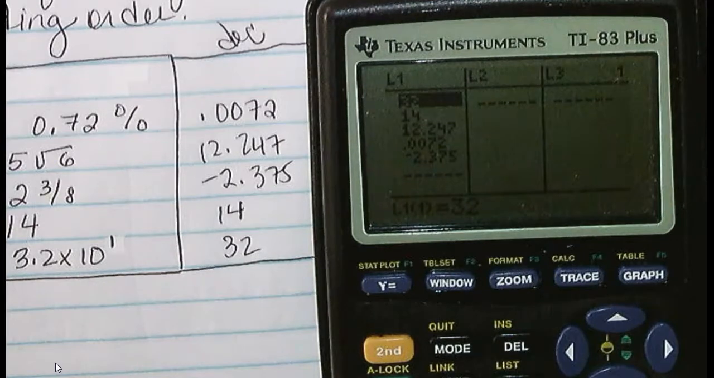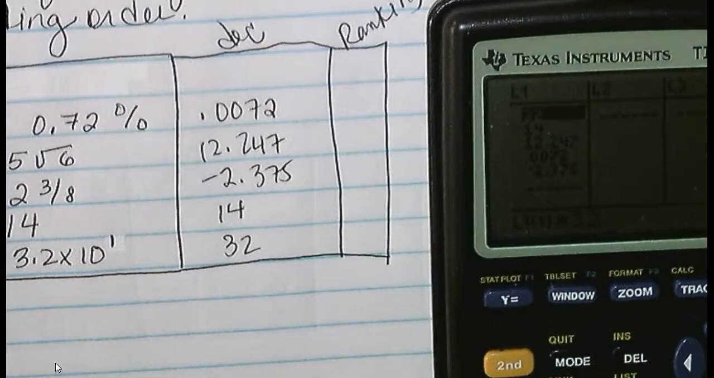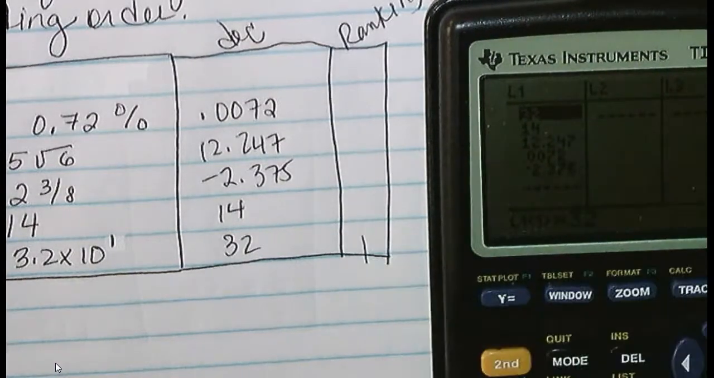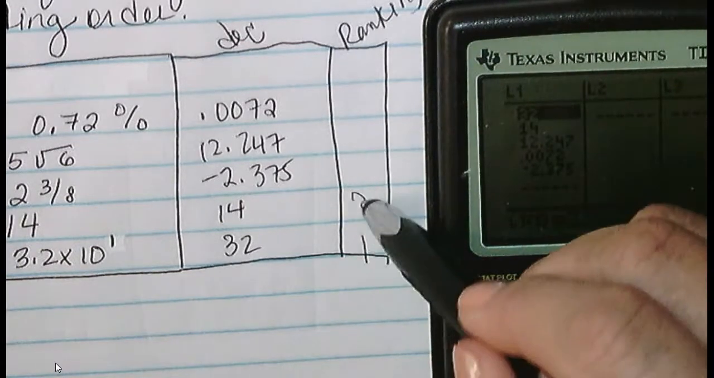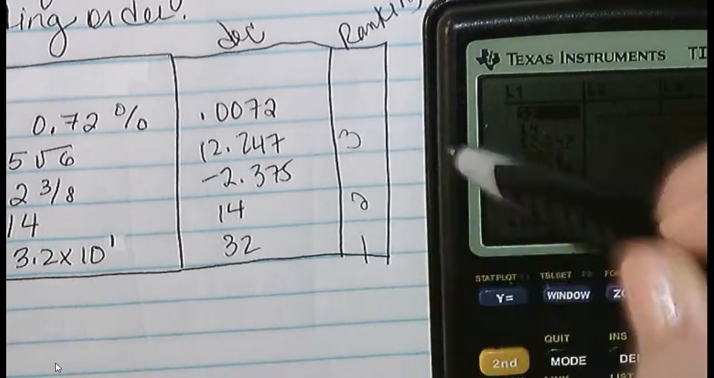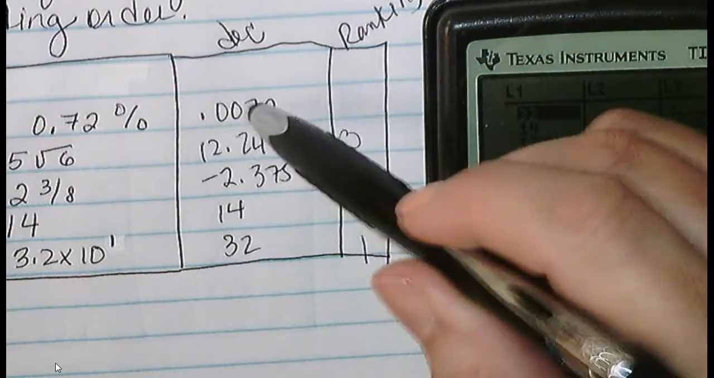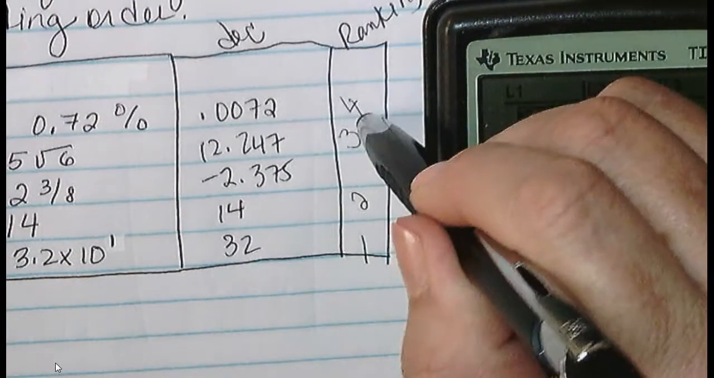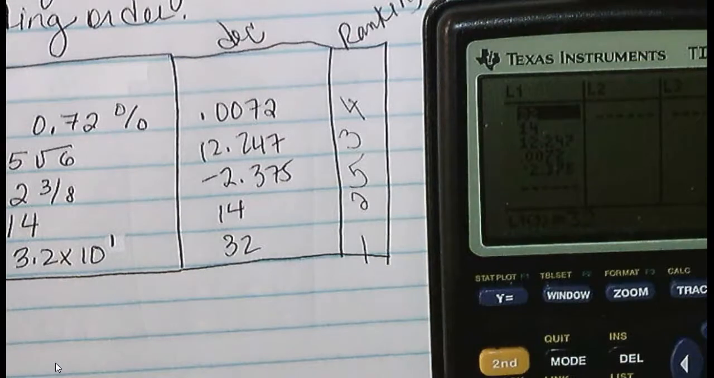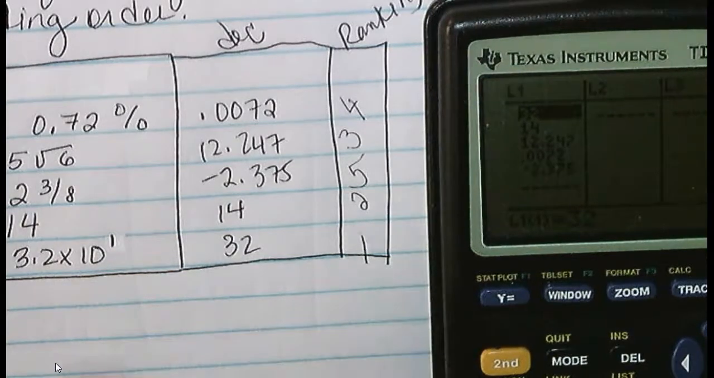So 32 is first. Looks like 14 would be second. 12 would be third. 0.0072 would be 4th. And this negative number would be last place, taking 5th. Hopefully that helps a lot on the ascending and descending using your calculator.